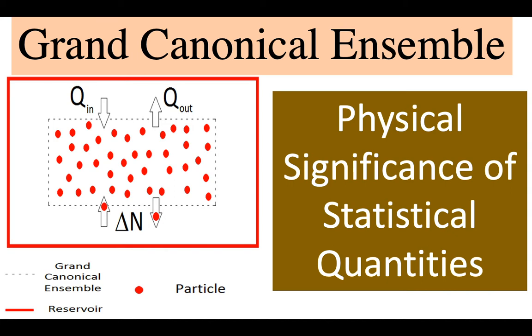So in our previous lecture we were talking about the grand canonical ensemble, and in this we discussed the partition function of the grand canonical ensemble and the relation between the grand canonical and canonical partition functions. After that we discussed the physical significance of the various statistical quantities, in which we derived the term fugacity of the system, and how it is related to the grand partition function.